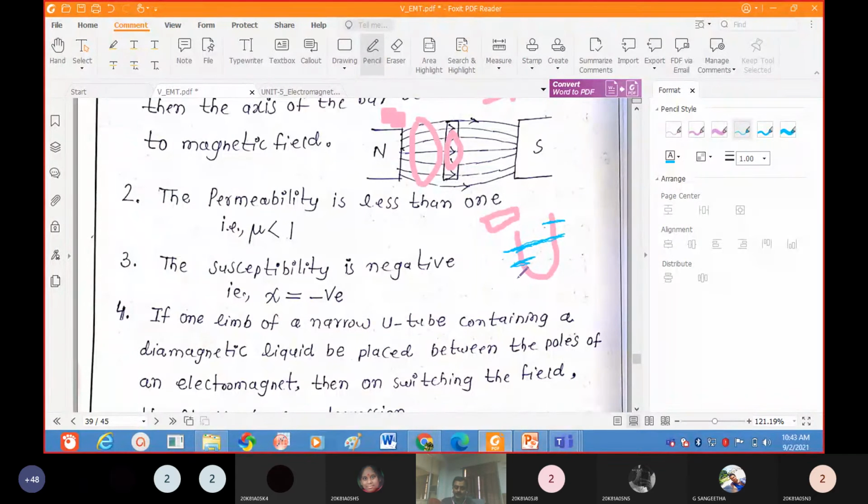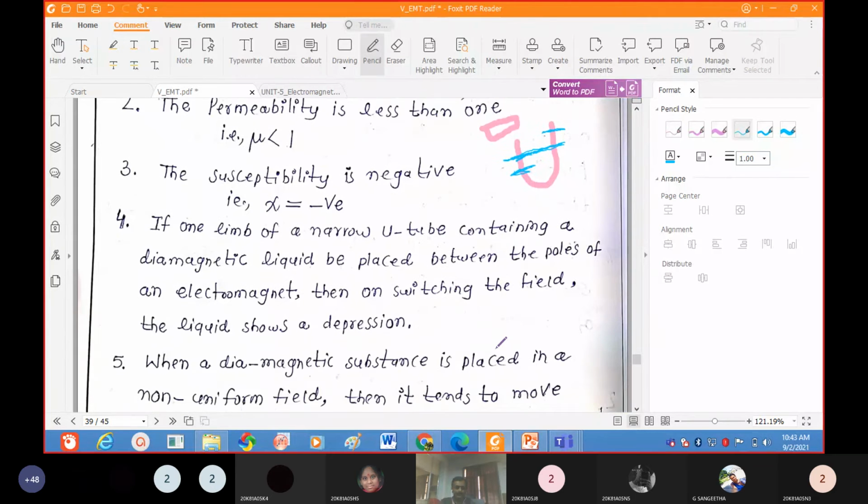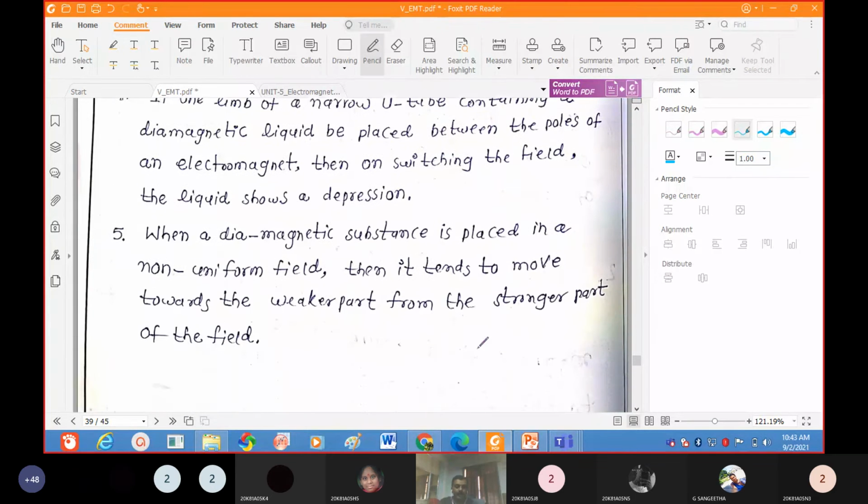A diamagnet induces a magnetic field in the opposite direction of the applied magnetic field. Because of this opposite induced magnetic field, its level will decrease. The diamagnetic liquid level will decrease. Okay, now coming to the next point.